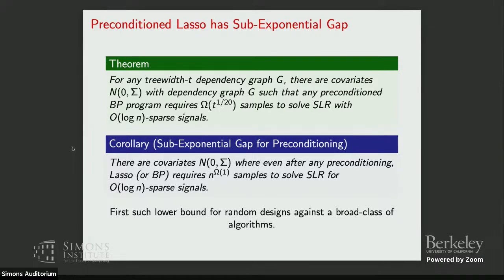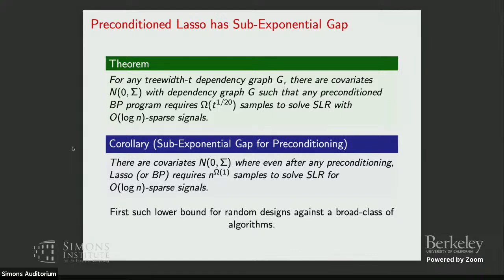And even if you don't focus on treewidth, it's independently interesting. Basically, you're saying that there are covariance matrices, sigma, for which even if the sparse signal has sparsity like log n, any preconditioned lasso will require a polynomial number of samples, okay, n to the omega 1. And this is such a lower bound for a broad class of algorithms, broad here corresponds to any possible preconditioner you can use. Okay. And preconditioning means only linear transformations. Yeah, only linear transformation.